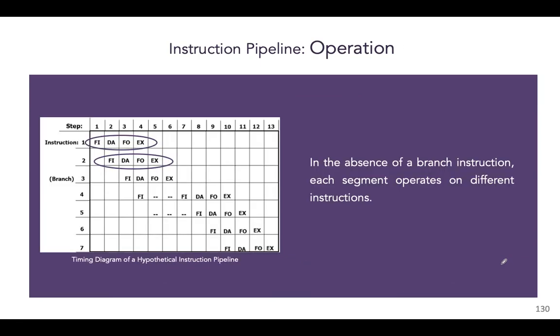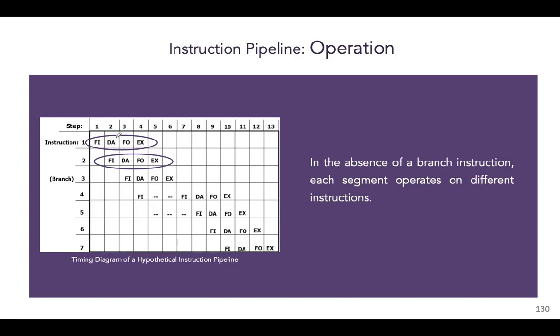Alright, now as long as there are no branch instructions, each segment operates on different instructions, right? Let's take instruction 1. So these steps essentially count the clock pulses, right? When the first clock pulse occurs, the instruction is fetched. The first instruction in line is fetched. When the second clock pulse occurs, your instruction goes from segment 1, which was FI, to DA. So first the instruction was fetched, and now it is decoded and the effective address is computed, right?